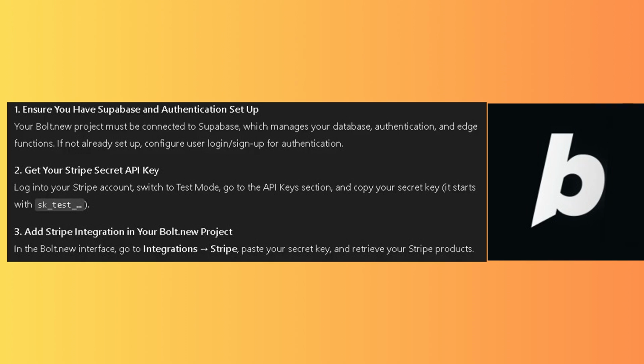Get a Stripe secret API key. Log into your Stripe account, switch to test mode and go to the API key section, then copy your secret key. Add Stripe integration into your Bolt.new project. In the Bolt.new interface, go to integrations, then Stripe, then paste your secret key and receive your Stripe products.